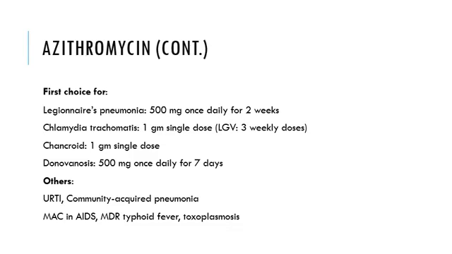For Chlamydia trachomatis infections, a 1 gram single dose is effective. But in case of lymphogranuloma venereum, that is LGV, 3 weekly doses are required. For chancroid, a 1 gram single dose is sufficient. For donovanosis, 500 milligram once daily for 7 days. Some other infections for which azithromycin can be used are upper respiratory tract infection, community acquired pneumonia, Mycobacterium avium complex in AIDS, multi-drug resistant typhoid fever, and toxoplasmosis.